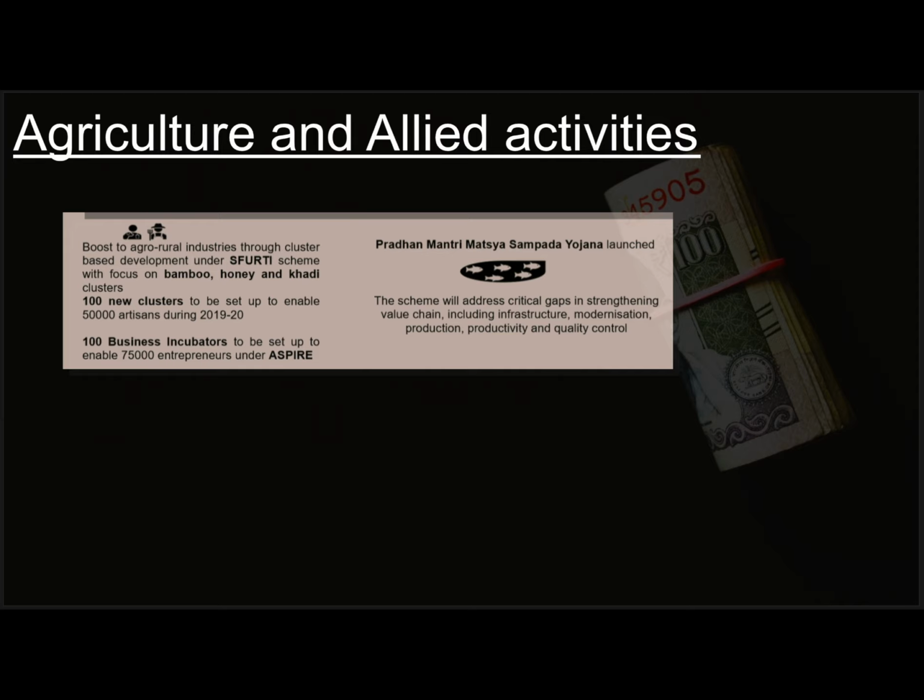Now talking about agriculture and allied activities. The SFURTI scheme, which stands for Scheme of Fund for Regeneration of Traditional Industries, is focusing on bamboo, honey, and khadi clusters and helping them revive and rejuvenate. Apart from this, the Pradhan Mantri Matsya Sampada Yojana is working for the fisheries sector. India also hopes to achieve a blue economy for itself.